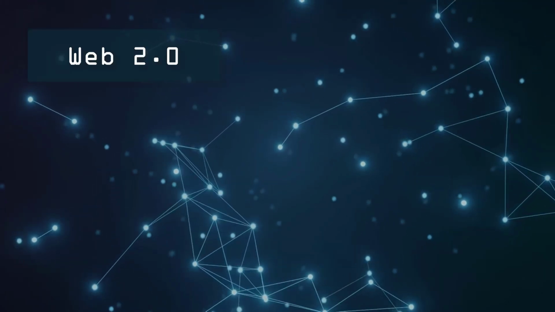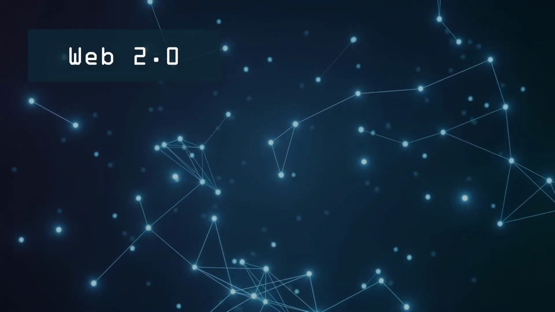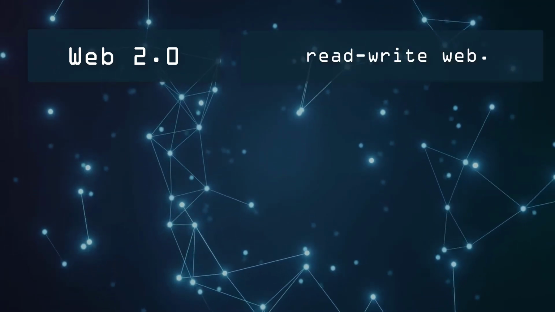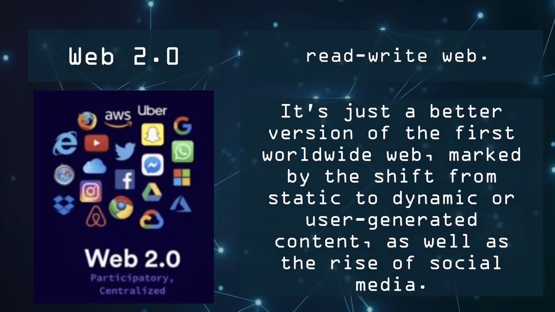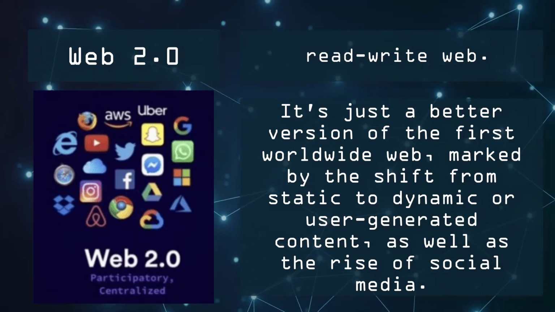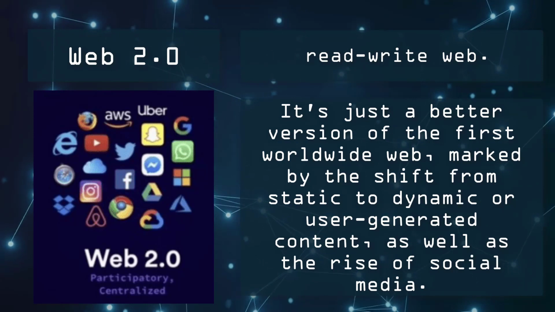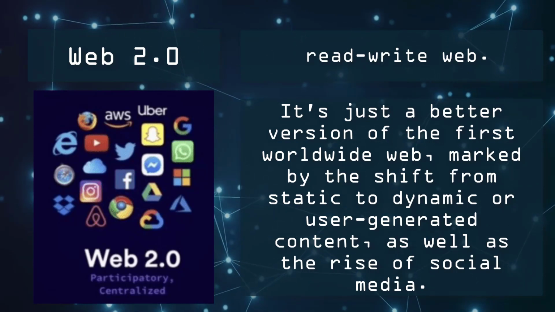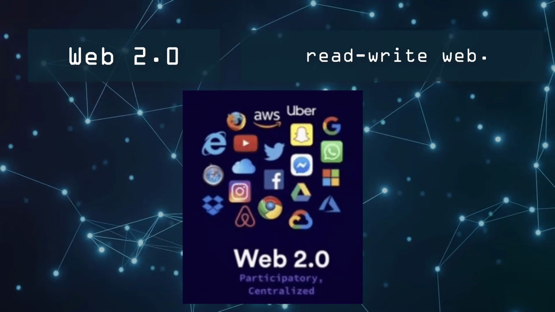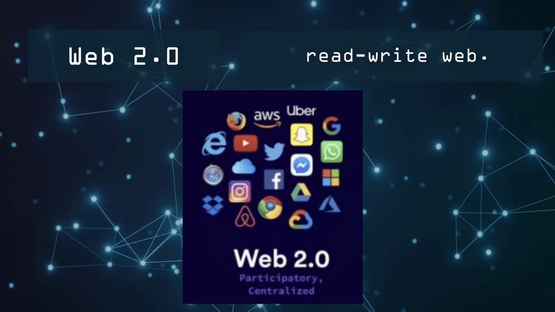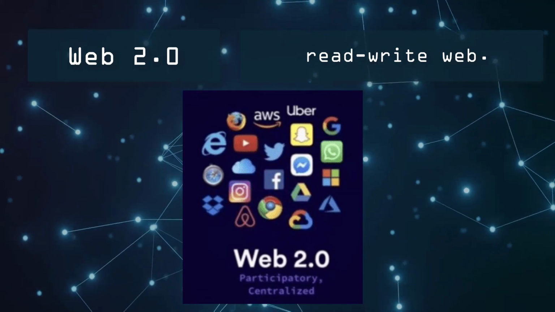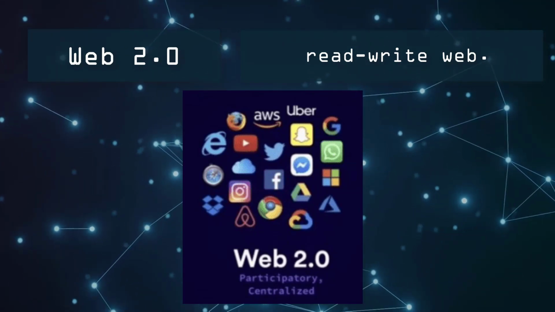Web 2.0. It is the second stage in the evolution of the web, which is also referred to as the read-write web. It's just a better version of the first World Wide Web, marked by the shift from static to dynamic or user-generated content, as well as the rise of social media. Some of the famous Web 2.0 applications are Google Maps, Facebook, Twitter, YouTube, WordPress, and others.